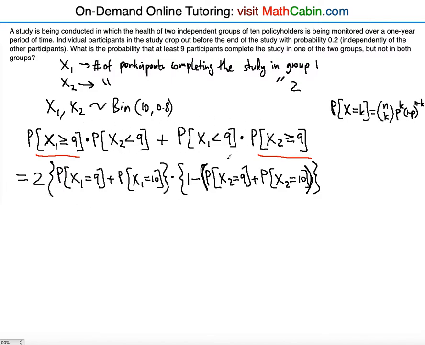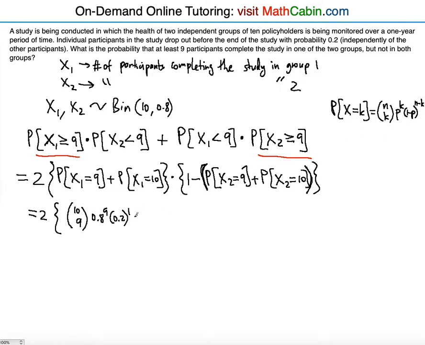Okay, so let's find this probability now. So we're going to get 2 times the probability of x1 being equal to 9. Using this probability function, n is always going to be 10 for all of these, right? So n is going to be 10, choose 9, that's the k value. 10 choose 9. And then the probability of completing is 0.8, raised to the kth power, to the 9th power, and then 0.2 raised to the first power, 10 minus 9 difference, n minus k.